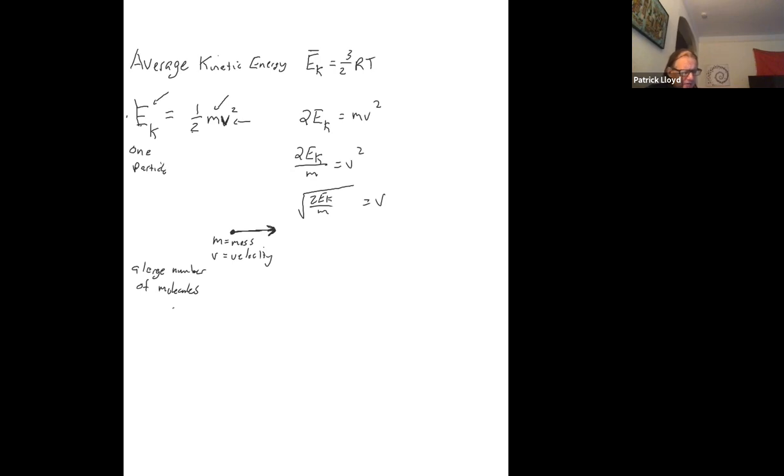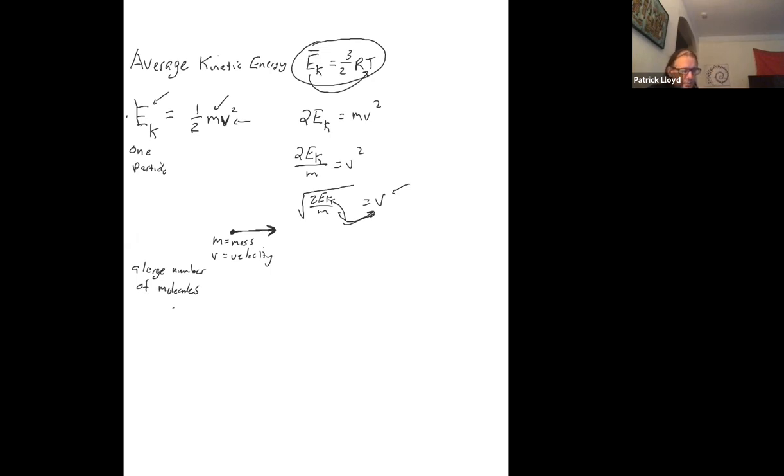But now we have this thing over here too. This doesn't have mass in it or velocity, but it has temperature, right? There's temperature in there. So that tells us the kinetic energy affects the velocity, right? They're related. And the kinetic energy is related to the temperature. That means the velocity itself must be related to the temperature. And in fact, it is. The higher the temperature, the faster the molecules move.